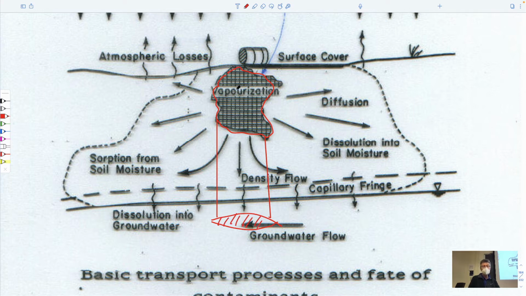Any spill on the surface has to make its way probably across the vadose zone, since the vadose zone is ubiquitously present. And so the mechanisms you can imagine that it can travel by would be by diffusion, Fick's law. This would be Fick's law.